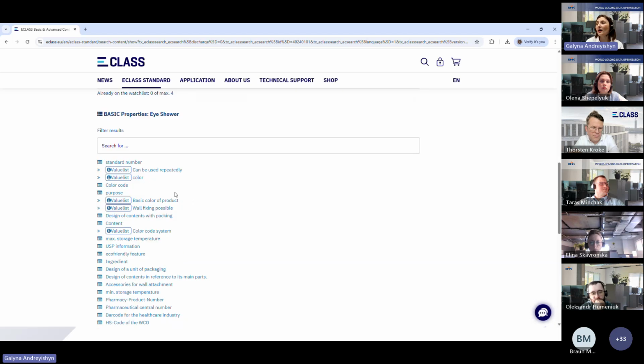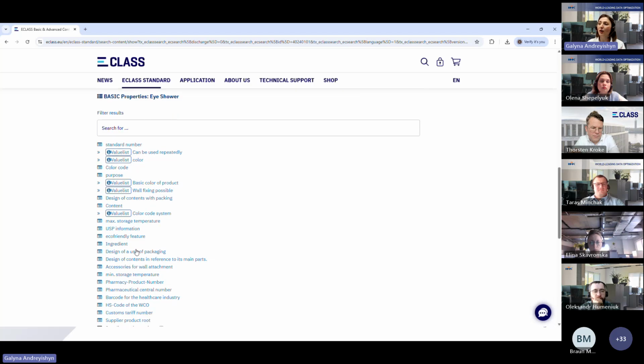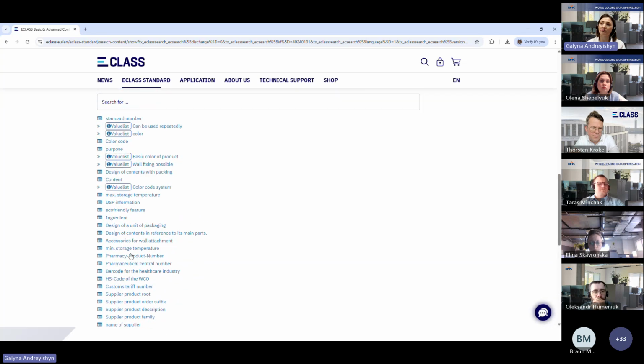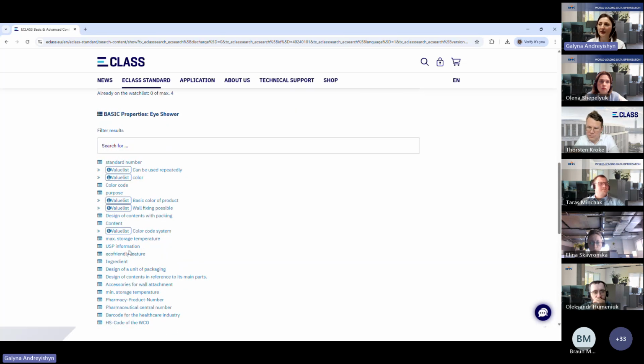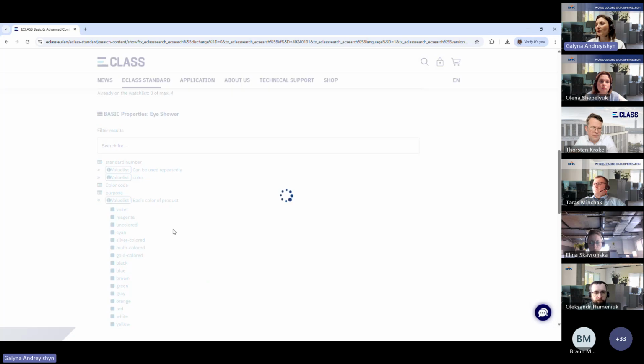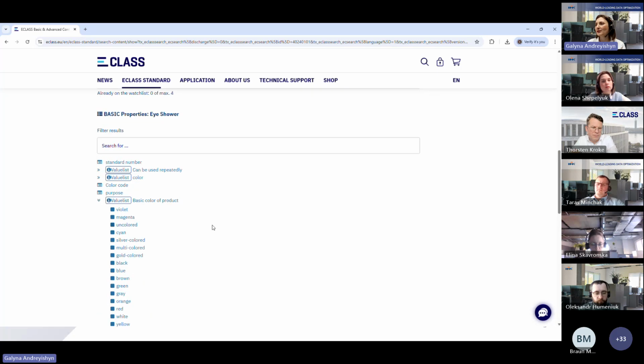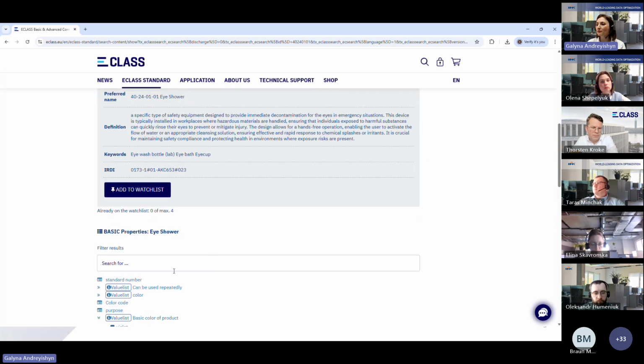The next part we have is a list of properties that are relative to this classification class. And some of them, as you can see, mentioned is a value list, just a simple one, color. So as you can see, you have a big variety of value lists if there is one.